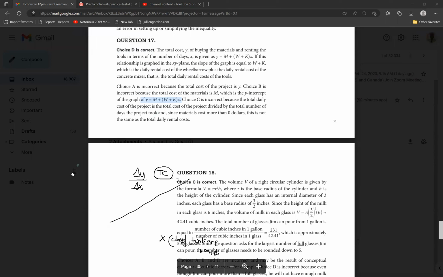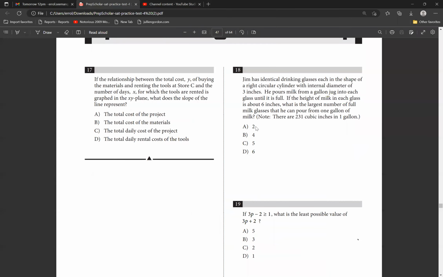All right, let's go on. Let's move on. What's next? 18. Now, Jim has identical drinking glasses, each in the shape of a right circular cylinder with an internal diameter of 3 inches. He pours milk from a gallon jug into each glass until it's full. If the height of the milk in each glass is about 6 inches, what is the largest number of full milk glasses that he can pour from 1 gallon of milk? There are 231 cubic inches in a gallon.